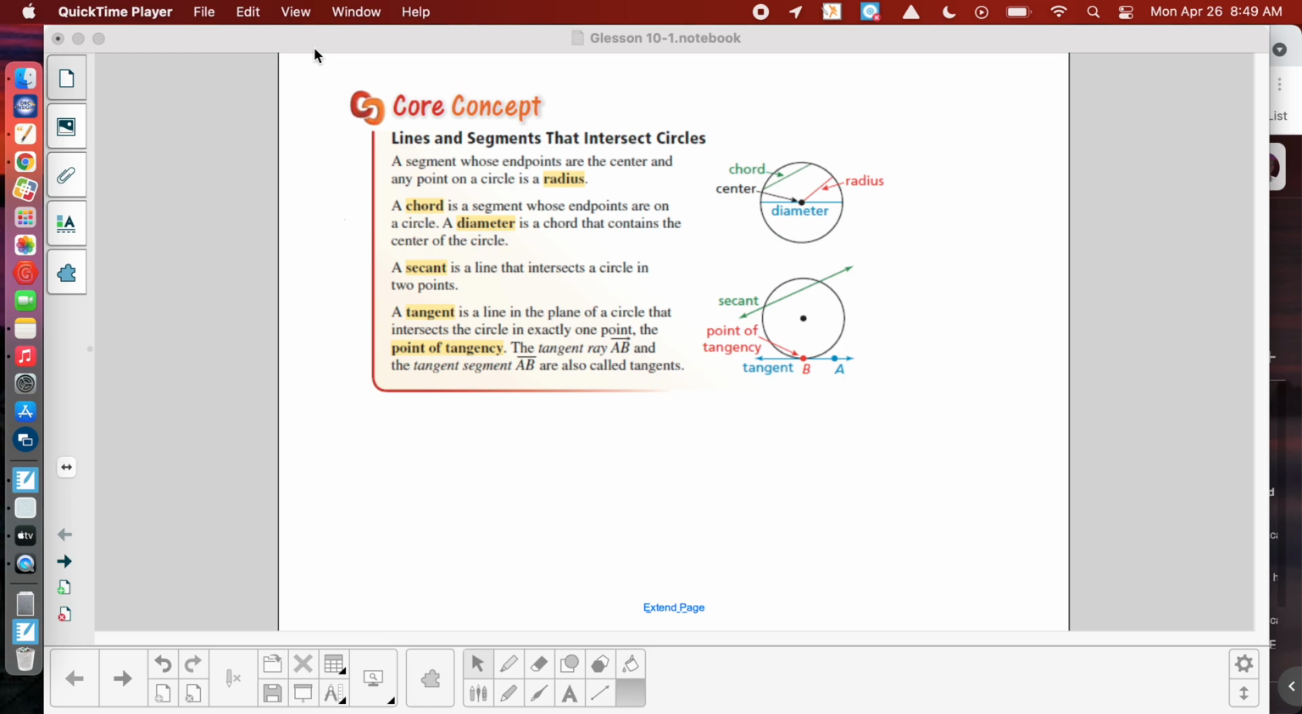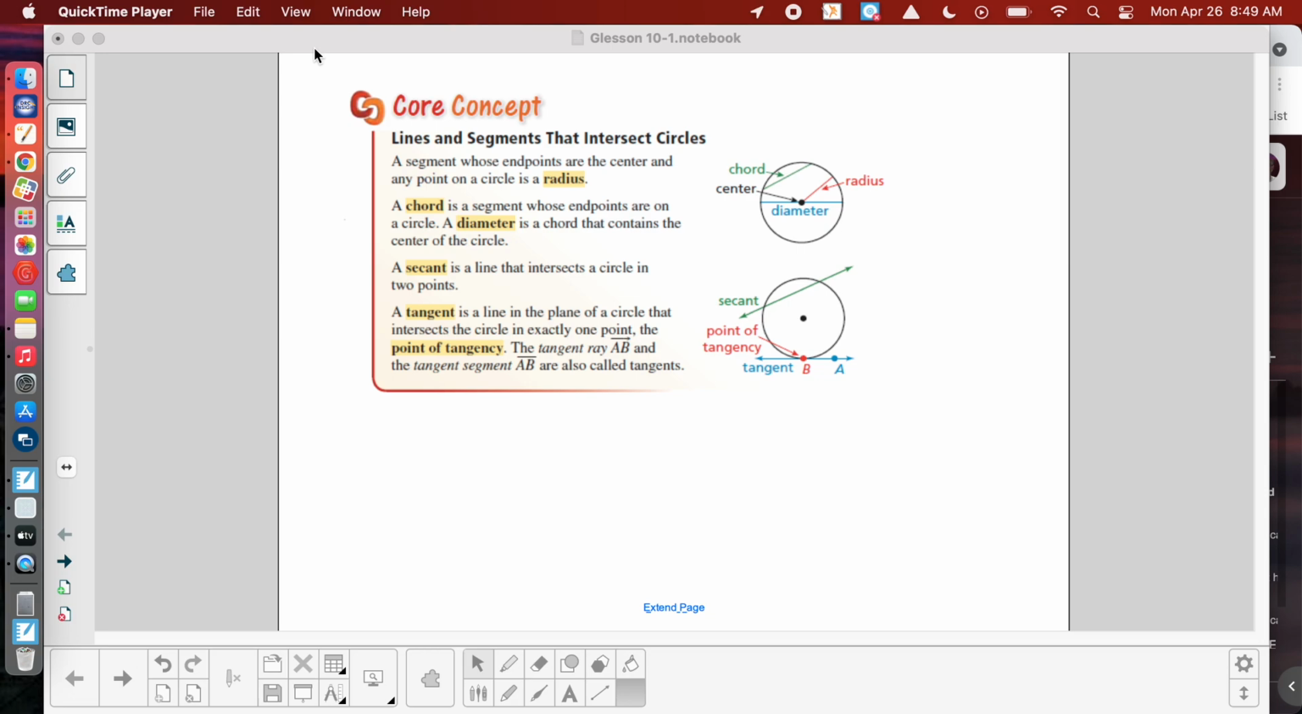Welcome to Chapter 10. Chapter 10 is all going to be about circles. And before we can start talking about circles, we have to make sure that we are all understanding the same language as far as the parts of a circle and things like that. Most of this is going to be pretty familiar to most of you, but we're just going to go over it again just to be sure. And there are a couple things that might be new.